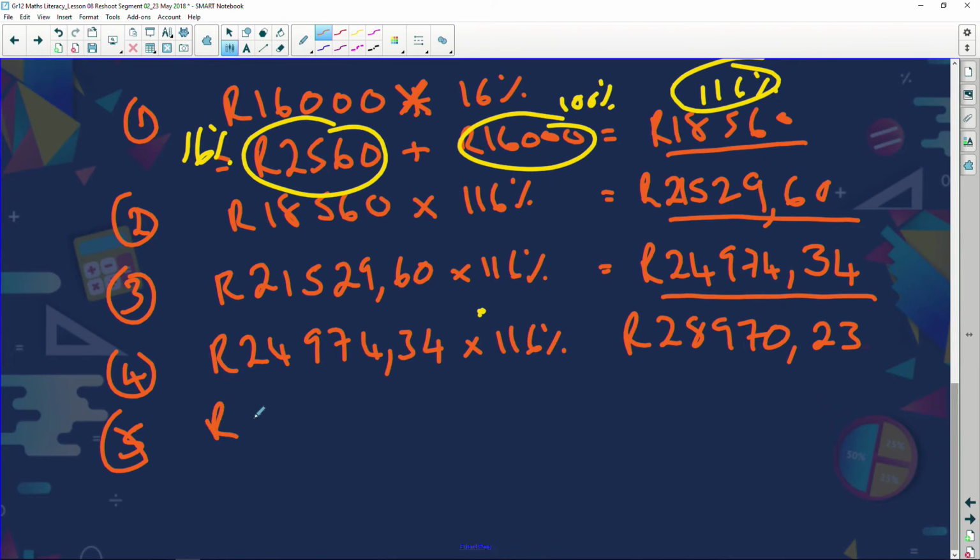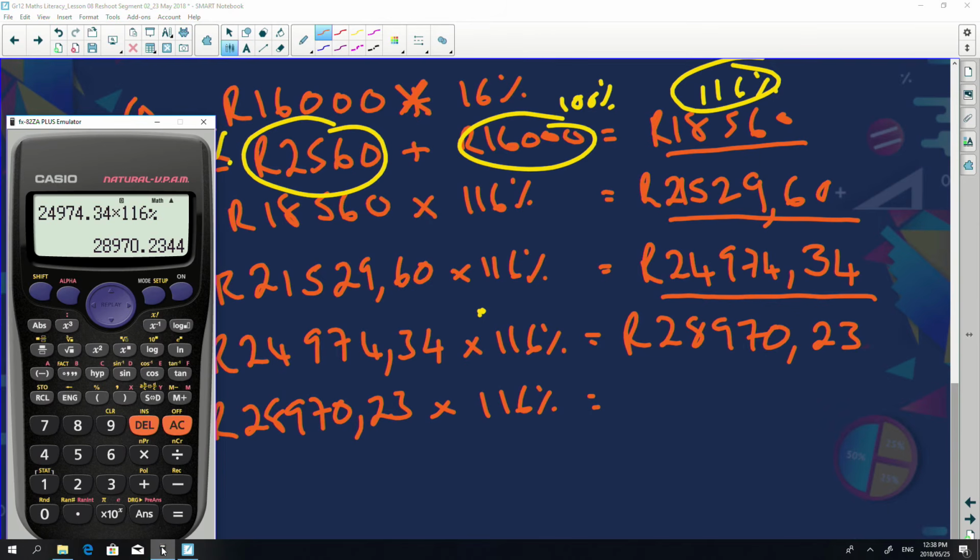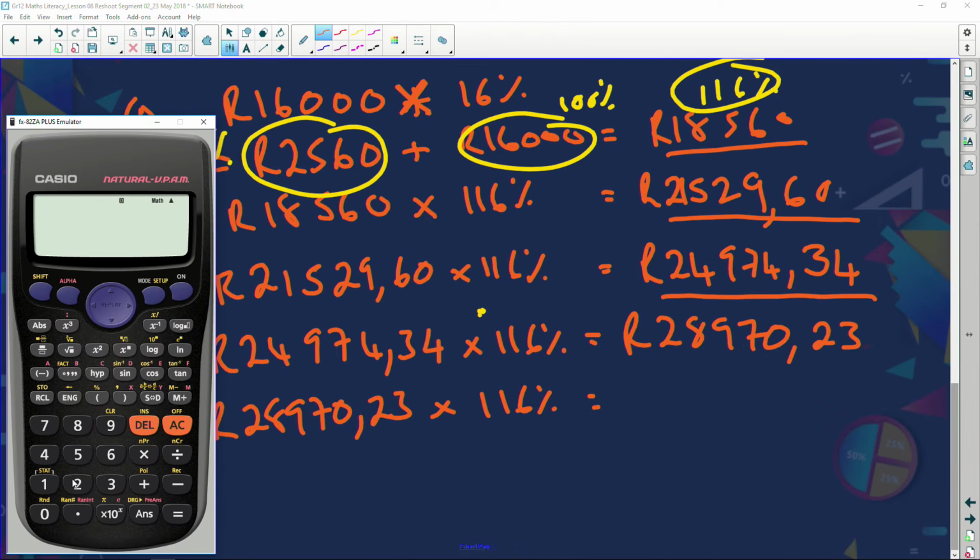Okay, year 5, we've got 28,970 Rand and 23 cents. We owe them 16%, okay, and we're going to add it, so it's 116%. There it is. Let's go. 28,970 Rand and 23 cents. Multiply that by 116% equals, and we get 33,605 Rand.